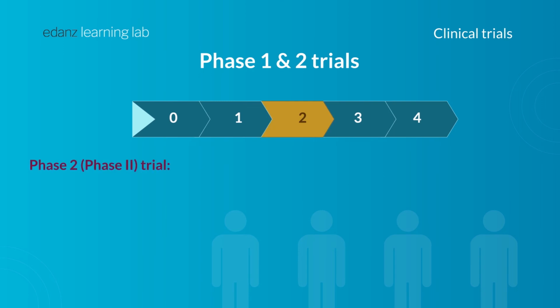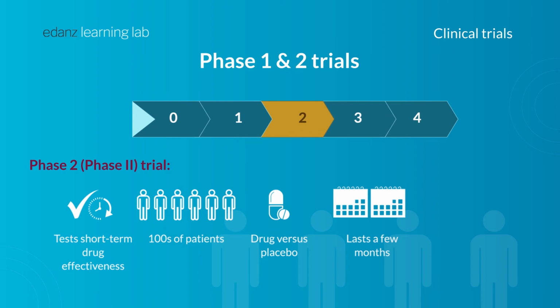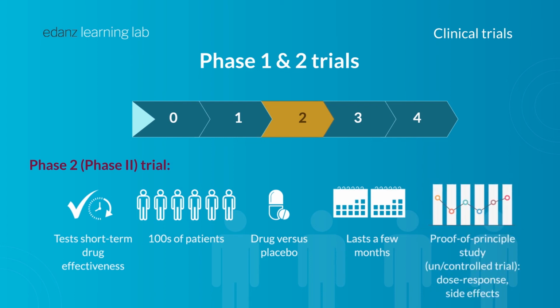A phase 2 trial tests a drug's short-term effectiveness in a few hundred patients receiving either drug or placebo for a few months. This proof of principle study can be a controlled or uncontrolled trial. It tests whether the drug treats the disease and allows you to obtain a dose-response curve and to study positive and negative side effects.